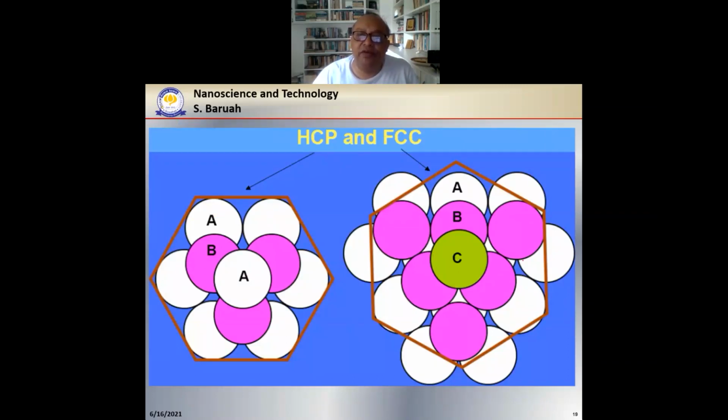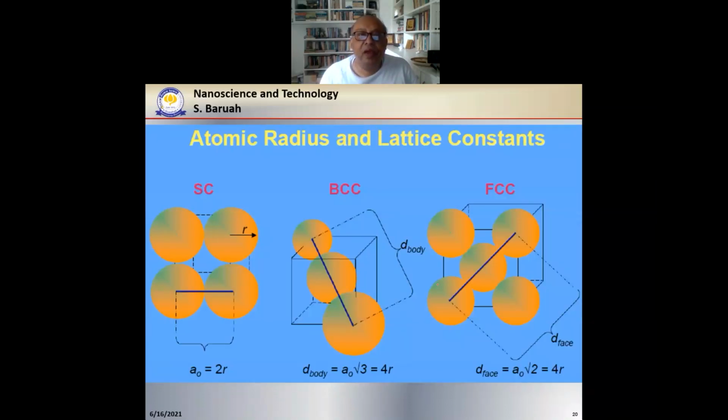So as a comparison, it's very difficult to visualize, but if you think this is a top view of a hexagonal close-packed, and this is a face-centered cubic. Look at this, think for some time later, and try to visualize and see if you exactly see what we were talking about till now. Okay.